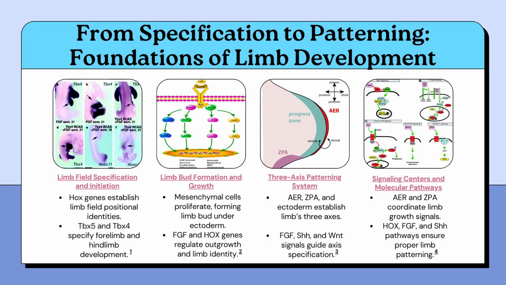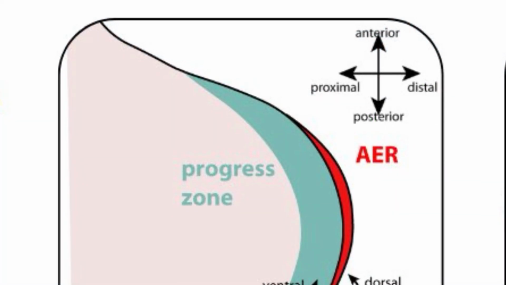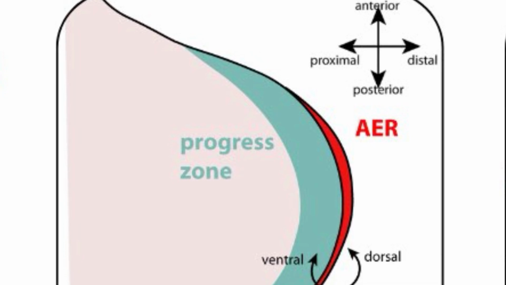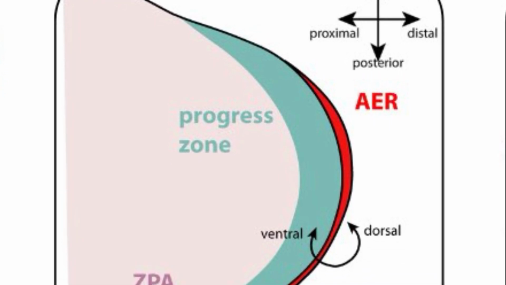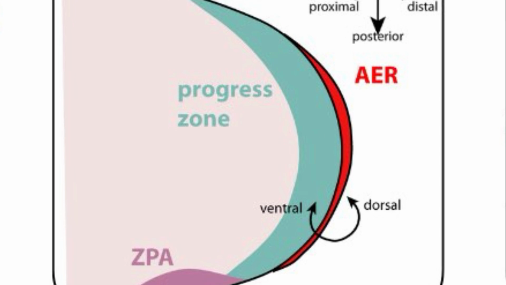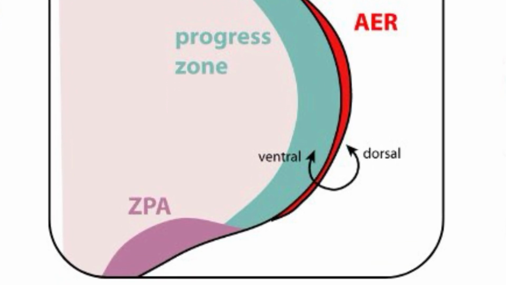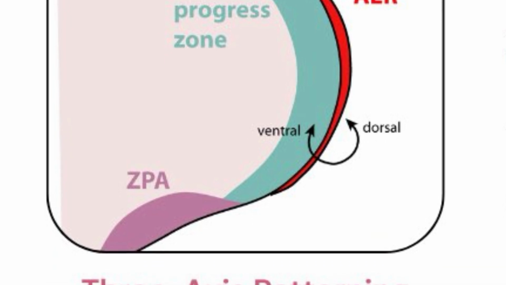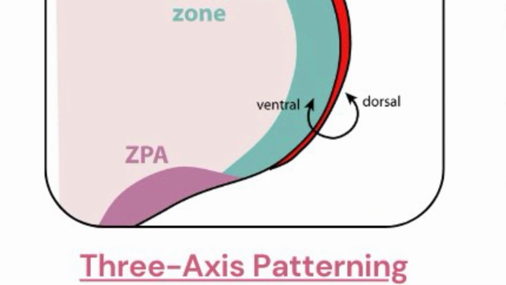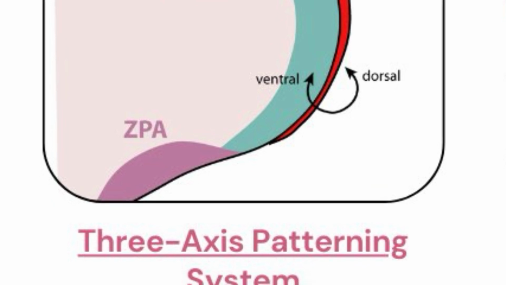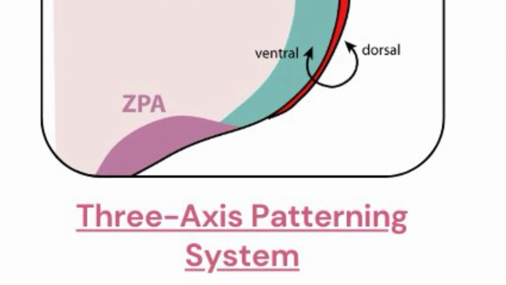Following limb bud formation, limb development organizes along three principal axes: proximodistal, antero-posterior, and dorsal-ventral. The proximodistal axis, extending from shoulder to fingers, is regulated by the apical ectodermal ridge through FGF signaling, guiding outgrowth from proximal to distal structures. The antero-posterior axis, running from the thumb to the little finger, relies on sonic hedgehog signaling from the zone of polarizing activity to establish digit order.